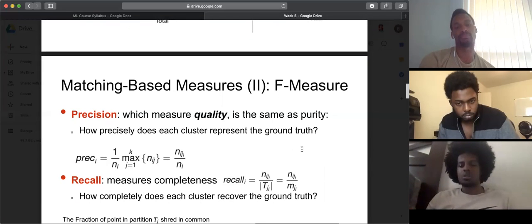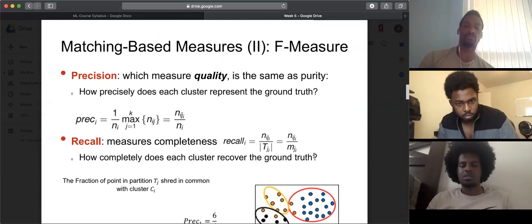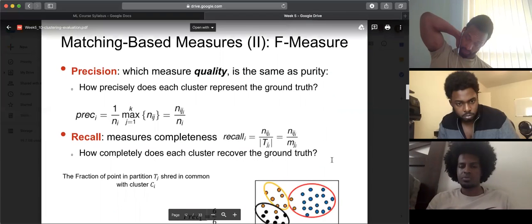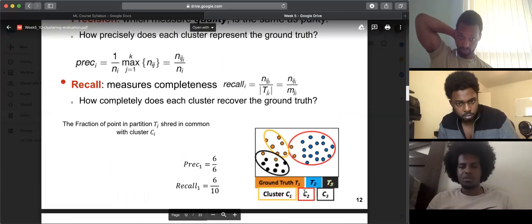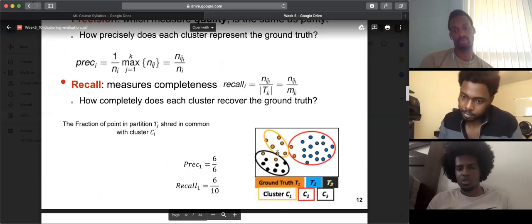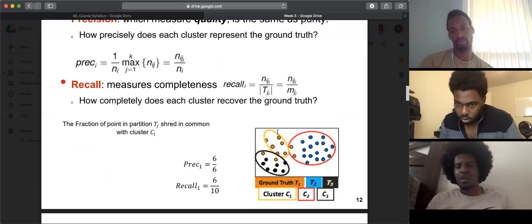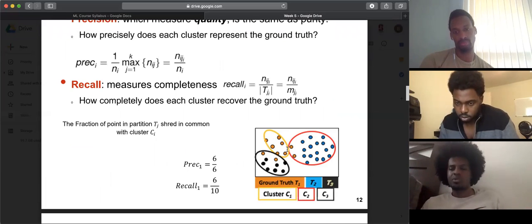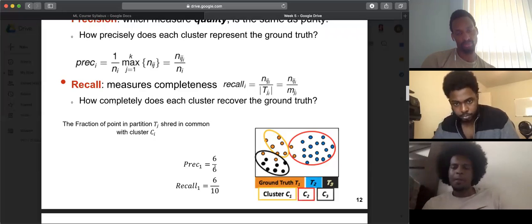Recall measures completeness. So how completely does each cluster recover the ground truth, right? This example is a good representation. If you look at precision for cluster one, it's the orange. It's 6 out of 6 orange data points. So all of the data points belong to the same ground truth partition, T1. So in precision, this would be very high. Your purity is a 1.